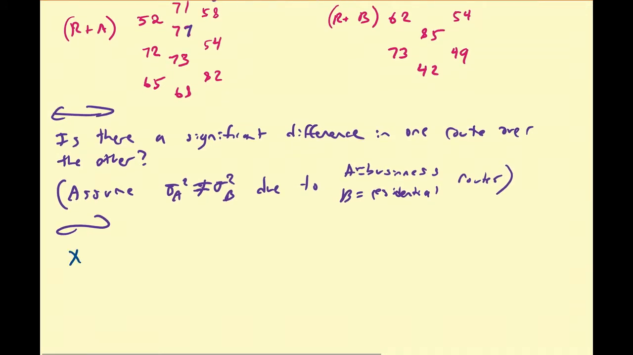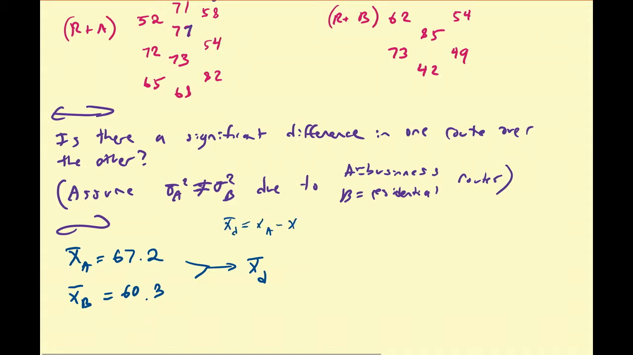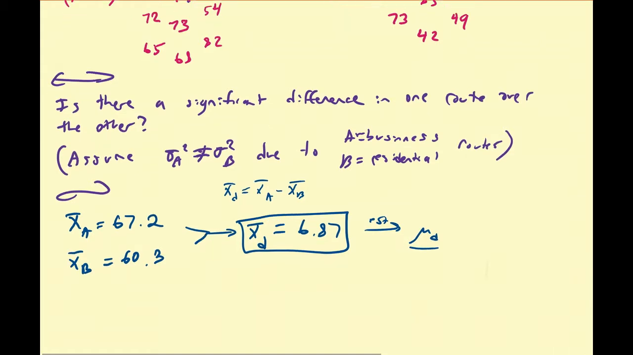You should get that the mean of Route A is going to be 67.2 minutes. The sample mean for B is going to be approximately 60.3 minutes. So from these two things, you should be able to see that X_D, or the difference between these two means, so let's define X_D to be equal to X_A minus X_B. This is going to be equal to 6.87. So we're going to use this as a point estimate for mu_D. Same as before.